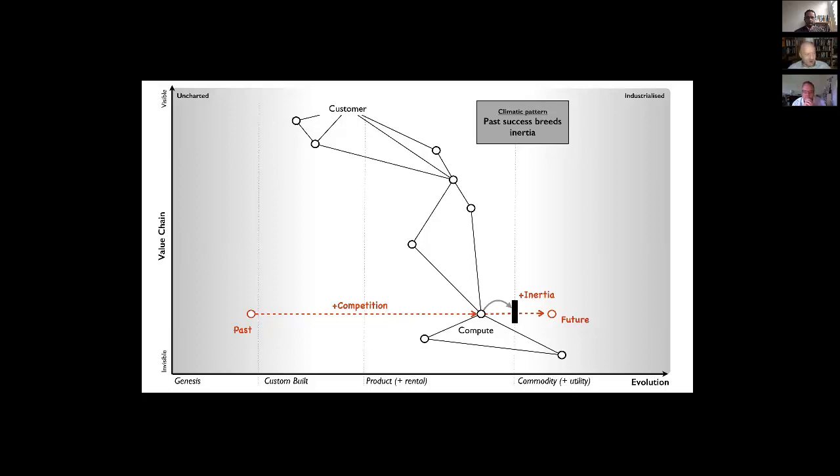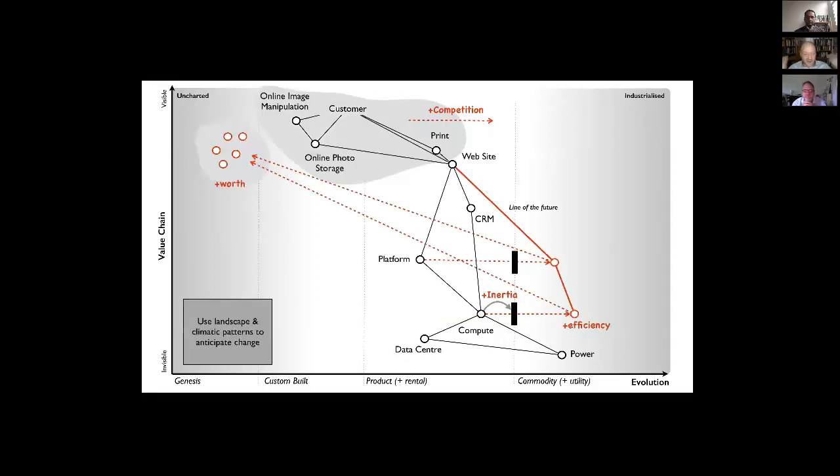Now, the point is there are lots and lots of patterns which, once you map an environment, you start to see come out. And so what you can then do is use it to anticipate likely change. So this is a map which basically comes from 2005. We had an online photo business. We knew that compute would go to a utility. We knew that platform would go to a utility. We knew that that would enable new sources of things to appear, new sources of worth. And we knew our line of business there was also going to evolve through competition.